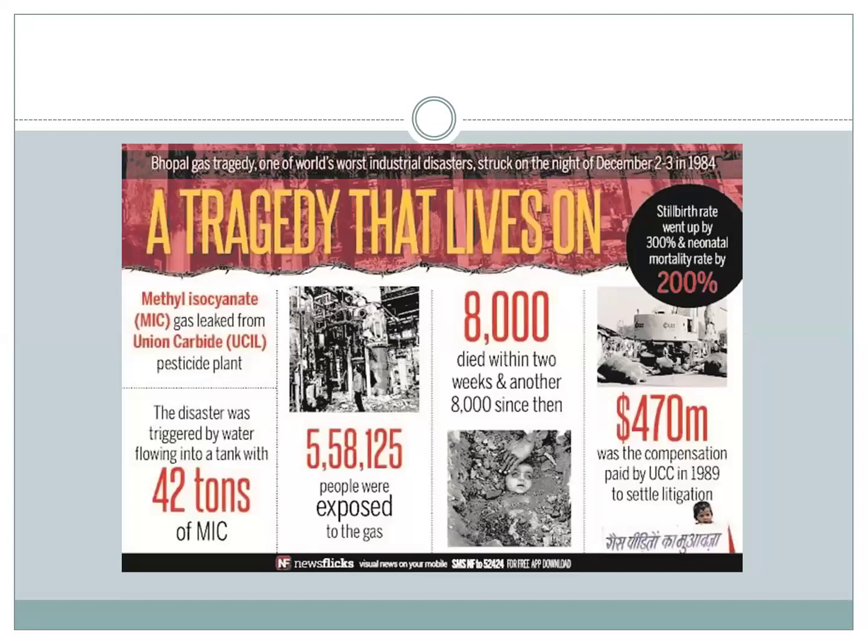So this is the Bhopal tragedy. It happened in 1984, and in this tragedy a very dangerous gas called methyl isocyanate leaked from the Union Carbide pesticide plant. The disaster was triggered by water flowing into a tank with 42 tons of methyl isocyanate, and 558,000 people were exposed. 8,000 people died within 2 weeks, and another 8,000 since then. The impact was hugely felt in the population.